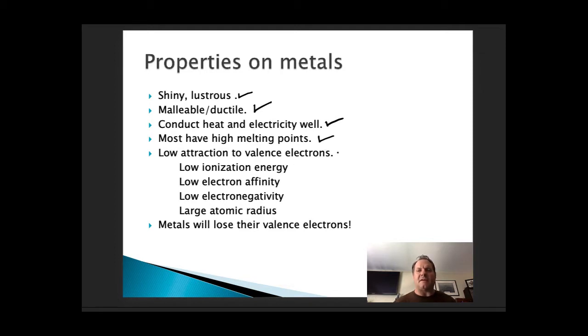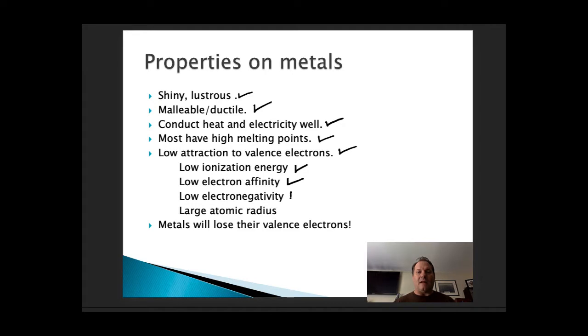And probably the most important thing to remember is that they have a low attraction to their valence electrons. They hold their electrons very loosely. Now, a couple of the ramifications of that is it has a low ionization energy, meaning it doesn't take much energy to remove an electron from one of their atoms. They don't hold them very tightly. They have a low electron affinity. That definition is very similar, meaning that if I give a metal an electron, it's very easy for me to take that one back away from it, okay? And it's, again, same idea. They just don't hold their electrons very well.